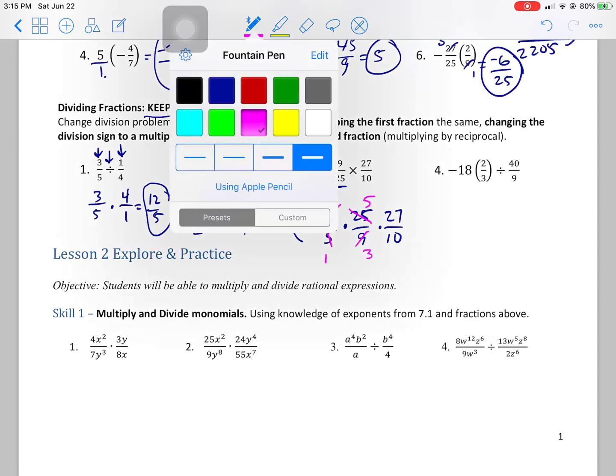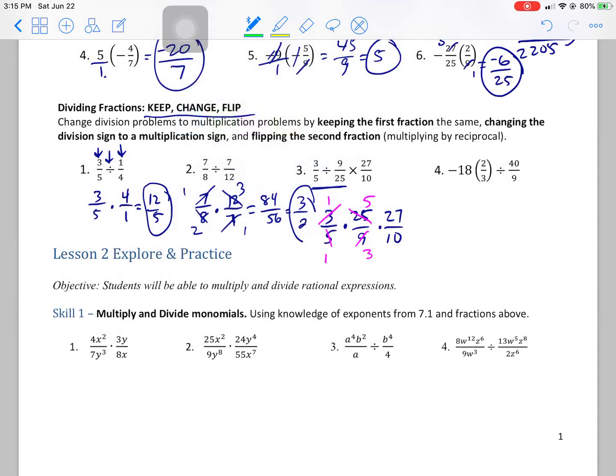Then I can also take this 5 out of here and this 3 out of here and get my final answer of 9 over 2. Perfectly acceptable. Okay. I guess I could multiply all those together, get a big huge number first, and then divide. But it seems kind of excessive.